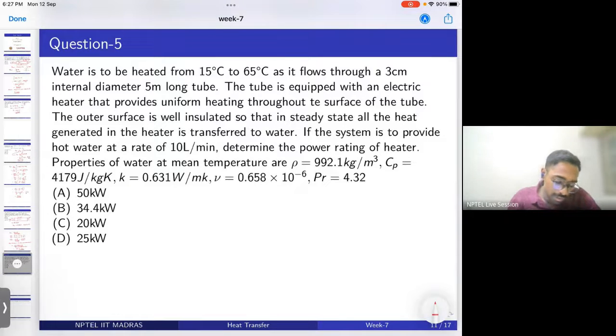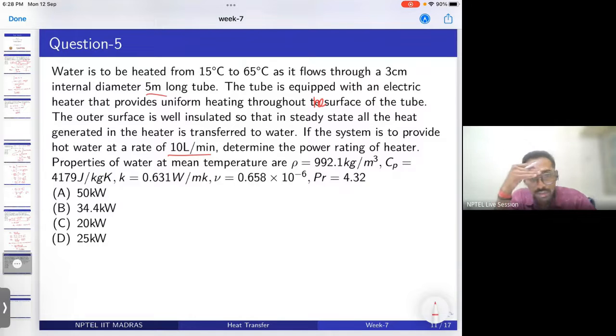The water is to be heated from 15 degrees Celsius to 65 degrees Celsius as it flows through a 3 centimeter internal diameter, 5 meter long tube. The tube is equipped with an electric heater that provides uniform heating throughout the surface of the tube. The outer surface is well insulated so that in steady state all the heat generated in the heater is transferred to the water. If the system is to provide hot water at a rate of 10 liter per minute, determine the power rating of the heater.